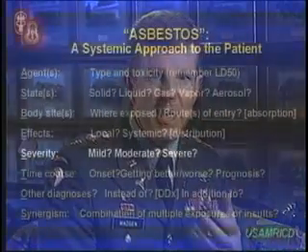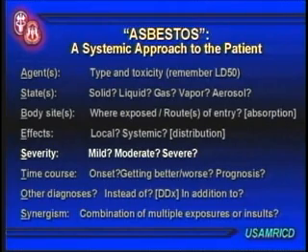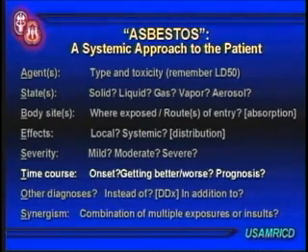Once we've determined whether systemic distribution has occurred, we can then ask ourselves something about the severity of the effects. Are they mild? Are they moderate? Are they severe? And we can then progress to the T in ASBESTOS, which stands for time course or temporal progression, and consists of three related questions. One about the past, one about the present, and one about the future.